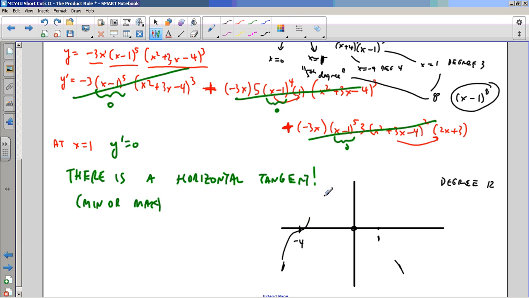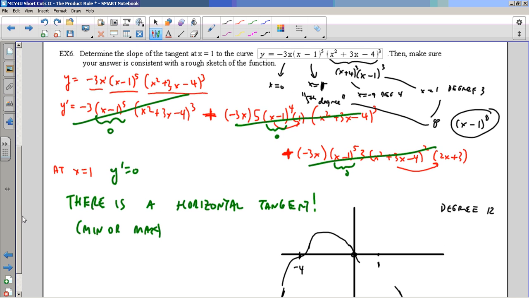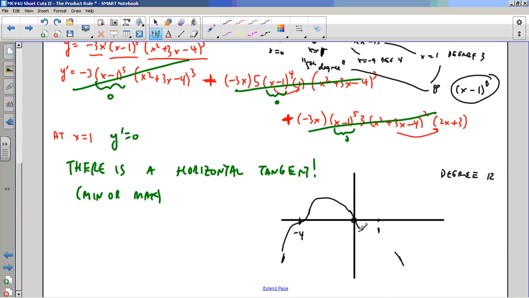At 4, it's a slide. At 0, it's a slash. And then what happens at 1? Well, since it's a degree 8 altogether, it's a bounce. And notice, that's what we wanted. At x equals 1, it was indeed a bounce. Slope equals 0. We knew it all along.